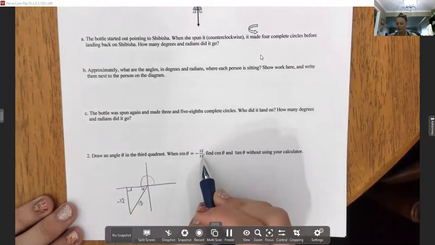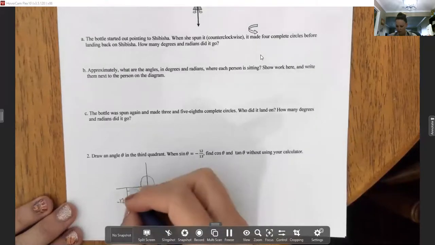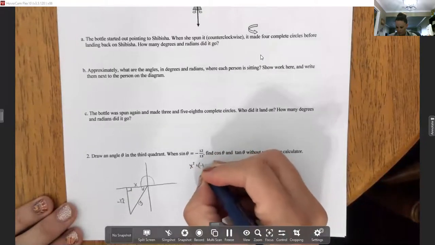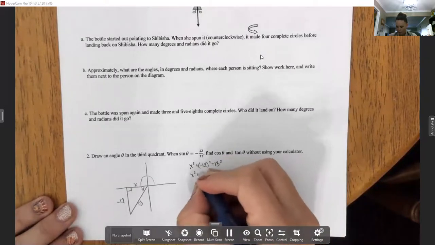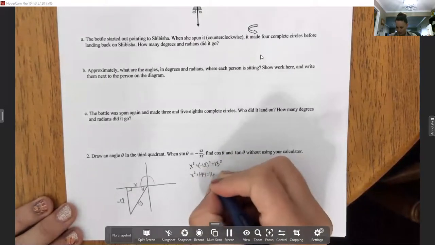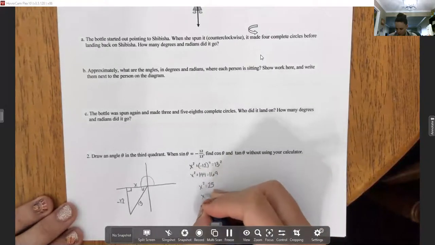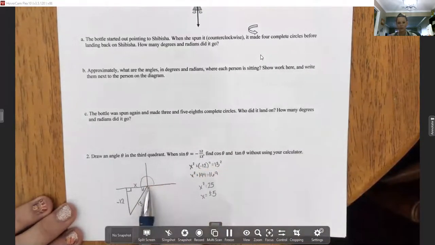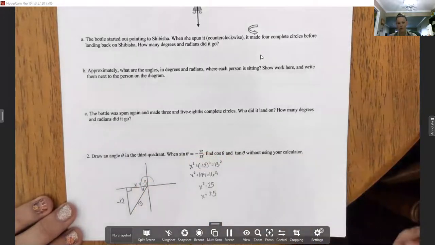So sine is opposite over hypotenuse. So the opposite side, because this is our angle here that we're using, is negative 12, and the hypotenuse is 13. If we call this side x and do the Pythagorean theorem, we get x squared plus 144 equals 169. We get x squared equals 25. So x is equal to plus or minus 5 when we take the square root. And in this case, because we went to the left, we know that x would be negative 5 for this triangle.